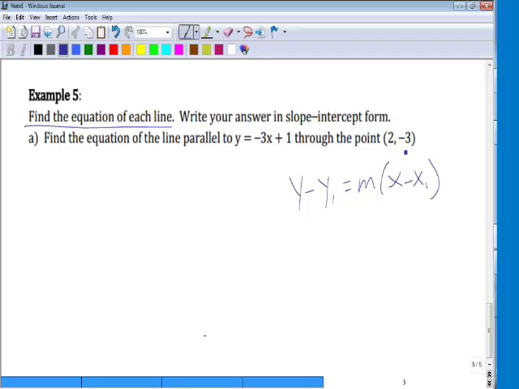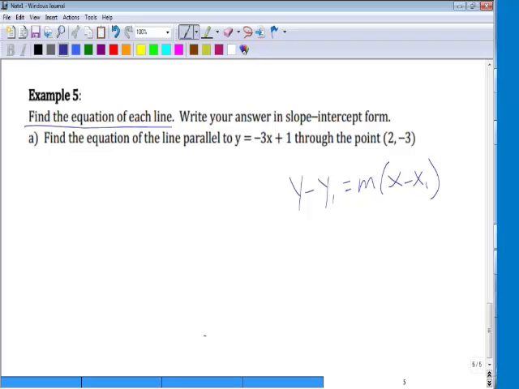The point 2, negative 3 is not on this line, is it? No. How would we tell that? It's not on the line whose equation is given. Negative 3 times 2 is negative 6, and negative 6 plus 1 is negative 5. Close to it, but not quite.